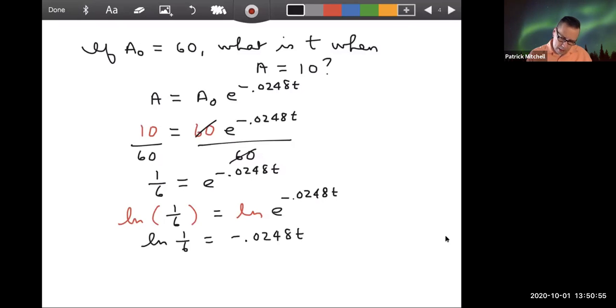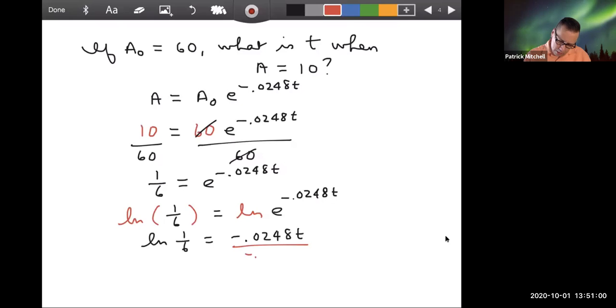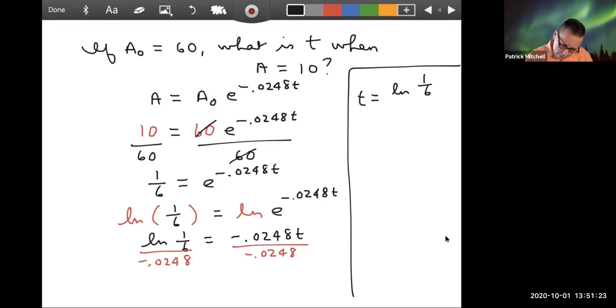All right, so now I'm going to divide both sides by negative 0.0248. And I think I can squeeze this in over here. Therefore, t is natural log 1/6 divided by negative 0.0248. And that is approximately, now hold that thought.